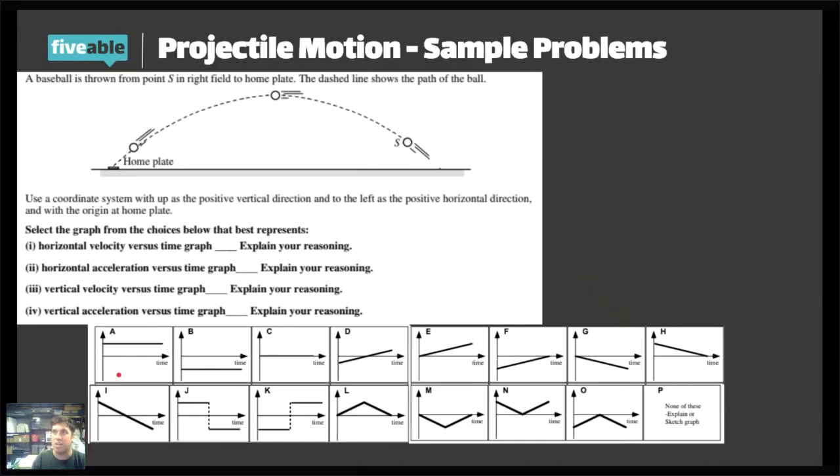Horizontal acceleration. Nothing. There's no acceleration sideways for that ball. Vertical velocity starts going up, hits the highest point, goes back negative. That looks like I to me. Positive to negative, constant deceleration, constant negative acceleration. That is free fall. That is G. And our acceleration should be B, constant negative graph going in there. Acceleration is always down, negative, and constant.